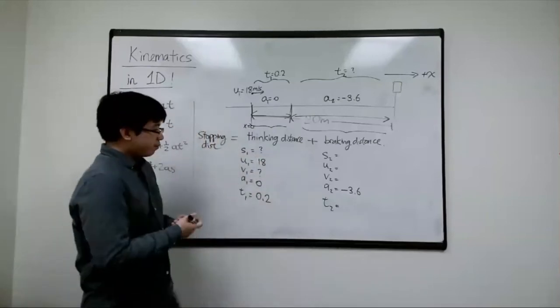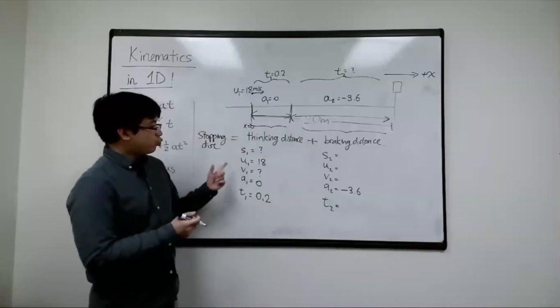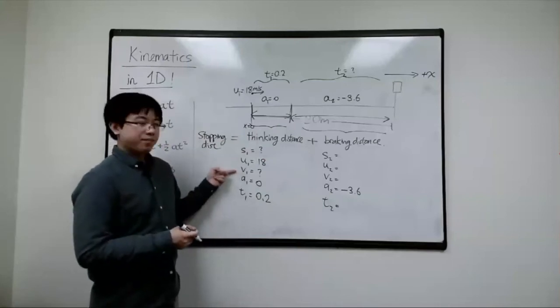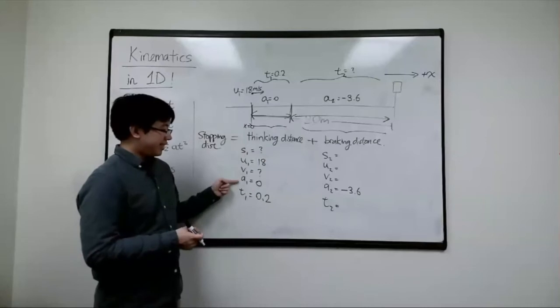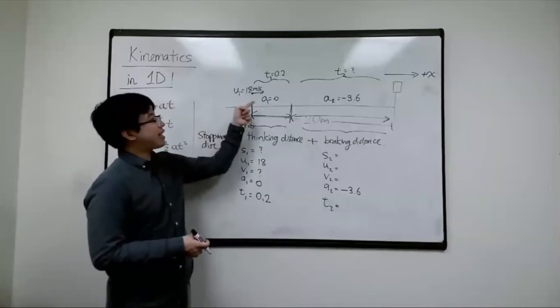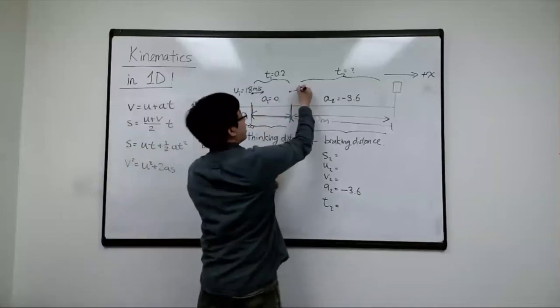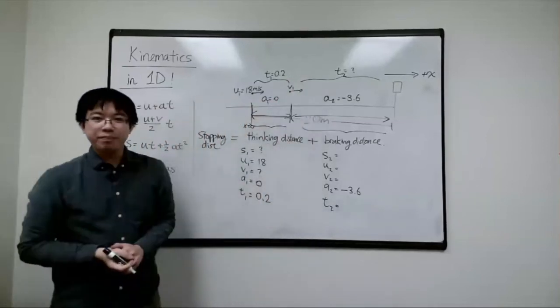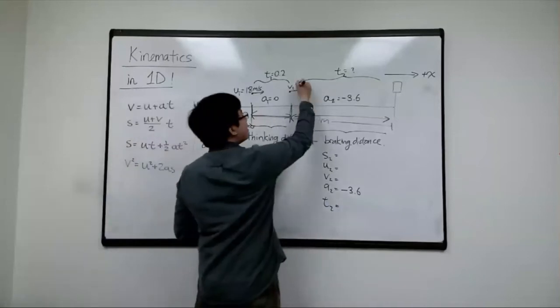Okay. Now let's think about it. Do we actually know V? Yes, because this is 0. So it's not accelerating. So if the initial speed is 18, what does that mean about my final speed over here, V1? It should be 18, right?